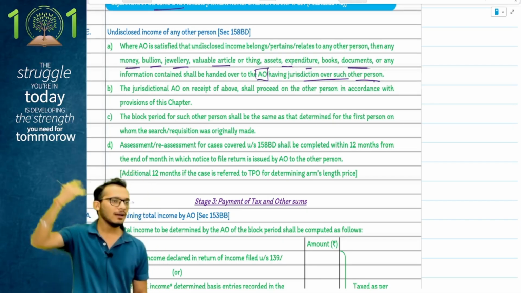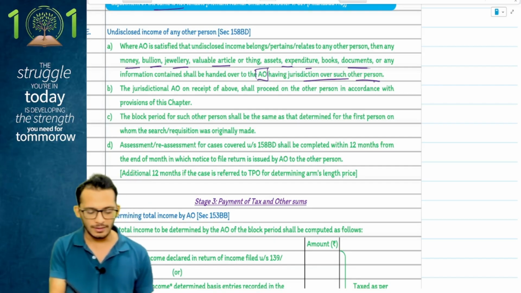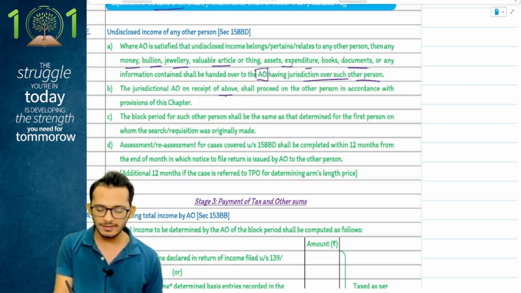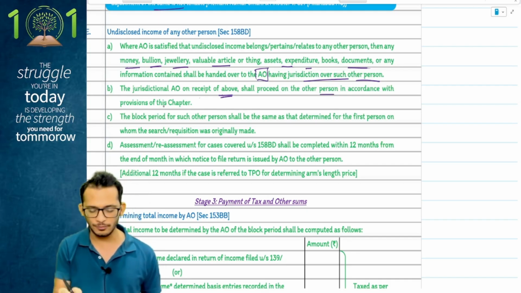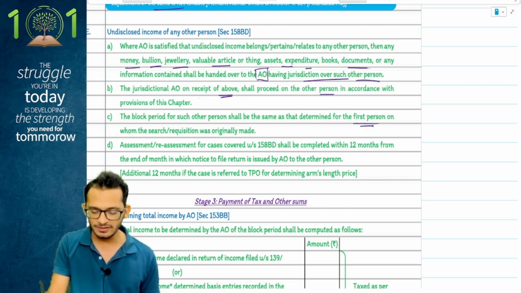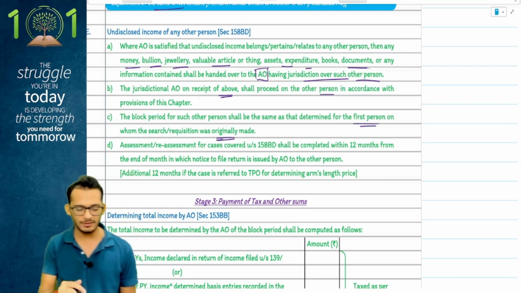I found the assets, I am giving it off to him because he will do the assessment. The jurisdictional officer on the receipt of the above shall proceed against the other person in accordance with the provisions of this chapter. Matlab, now after he receives the assets, he can start the assessment procedure. The block period for such person will be the same as determined for the first person on whom such requisition was made.